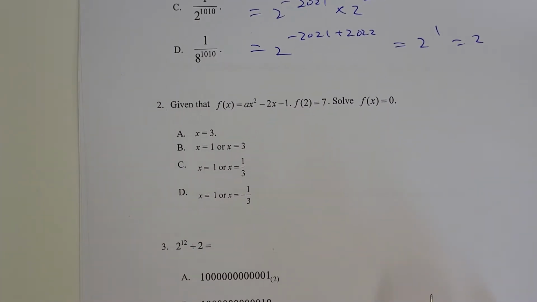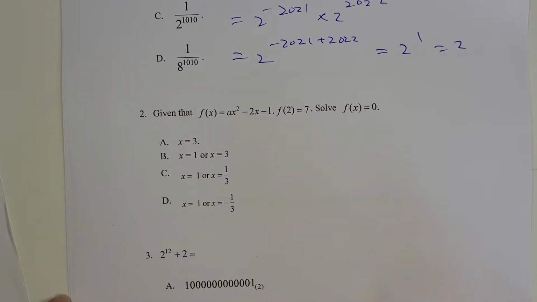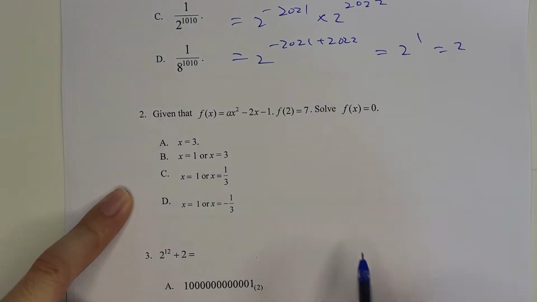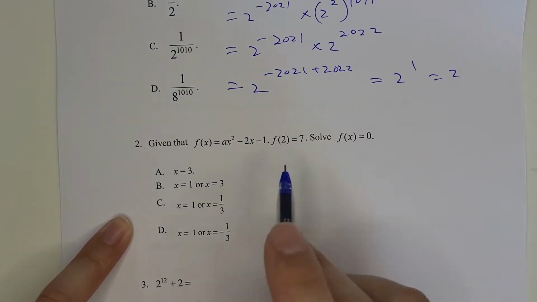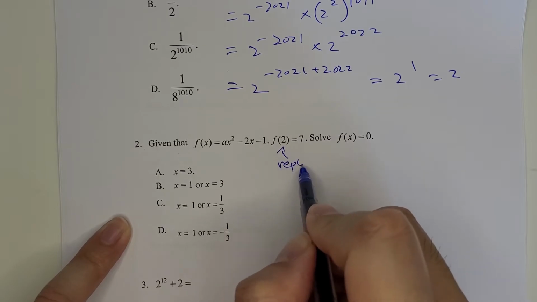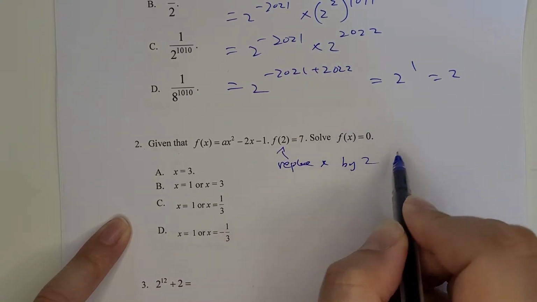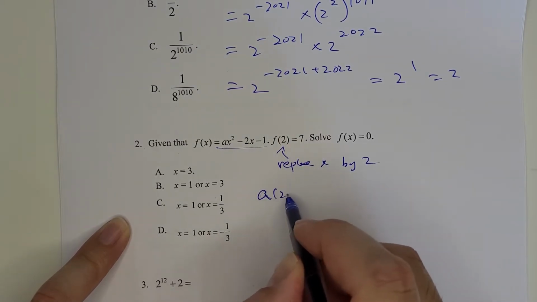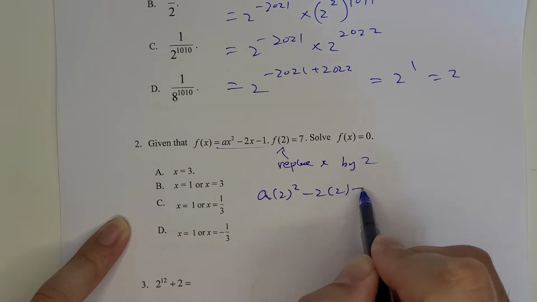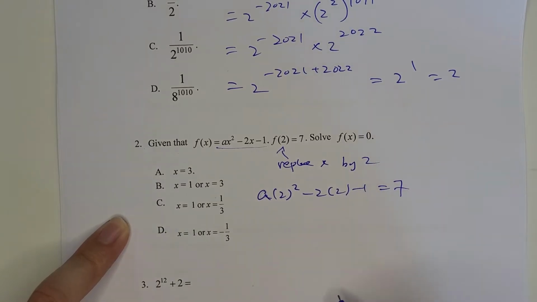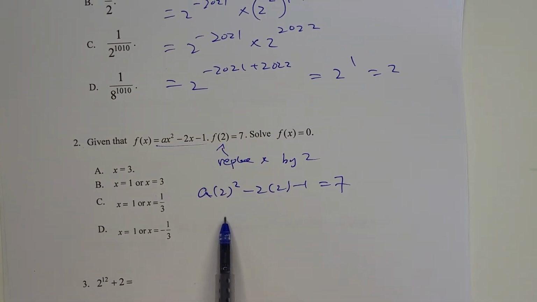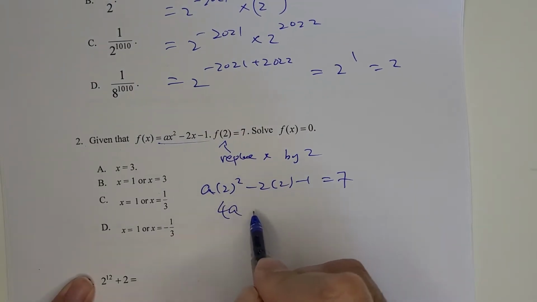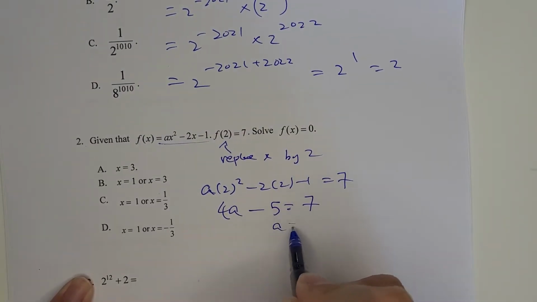Question number 2 is a question about the function. Given that f(x) is equal to ax squared minus 2x minus 1, f(2) equals 7, solve f(x) equal to 0. f(2) means we replace x by 2. So a times 2 squared minus 2 times 2 minus 1 equal to 7. Then you will get 4a minus 5 equals 7.